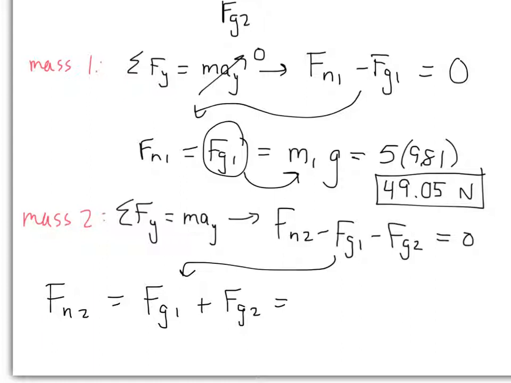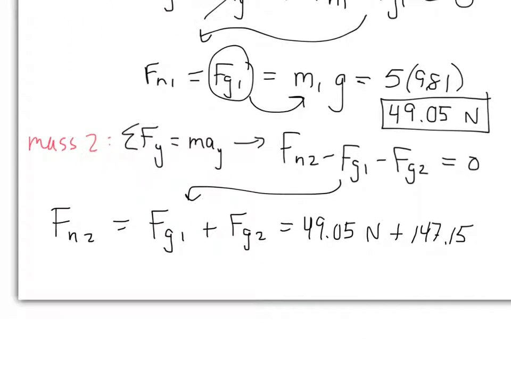You really need to look up, guys. You need to all be looking up because you're going to make these mistakes. These are negative. So I move them over here by making them positive. Okay, so Fn2 equals the sum of these. So 49.05 was this one. This is going to be 147.15. We're going to add those two numbers together. Where am I getting the 147.15? Mass times gravity. Okay, that's where I'm getting this right here.